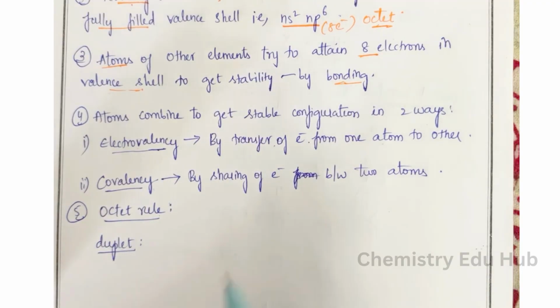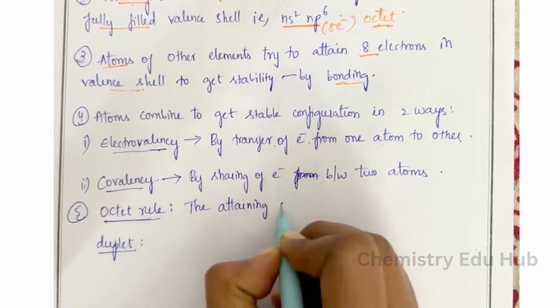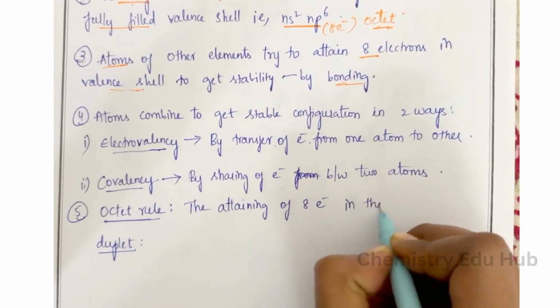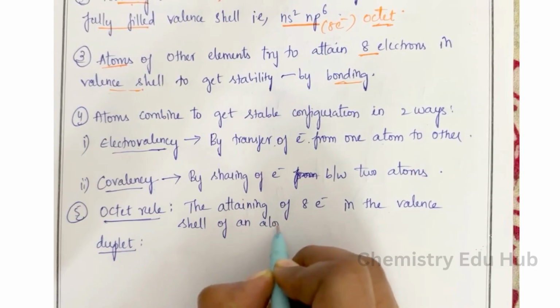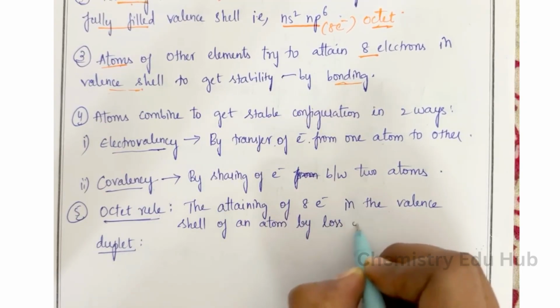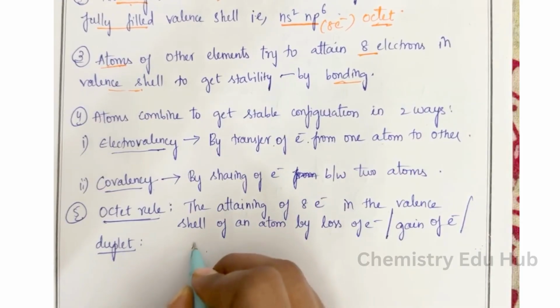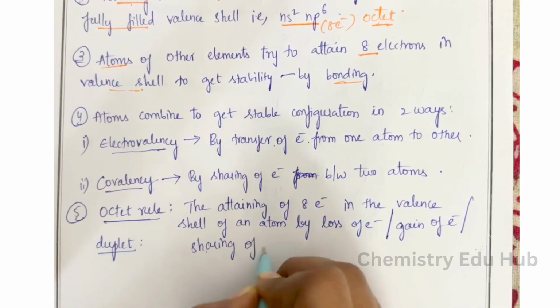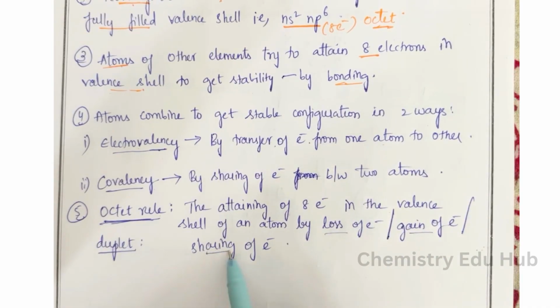The fifth postulate is the octet rule. The attaining of 8 electrons in the valence shell of an atom by loss of electrons, gain of electrons, or sharing of electrons is called the octet rule. So an atom can lose electrons, gain electrons, or share electrons to get 8 electrons in its outermost shell. Such a rule is called the octet rule.